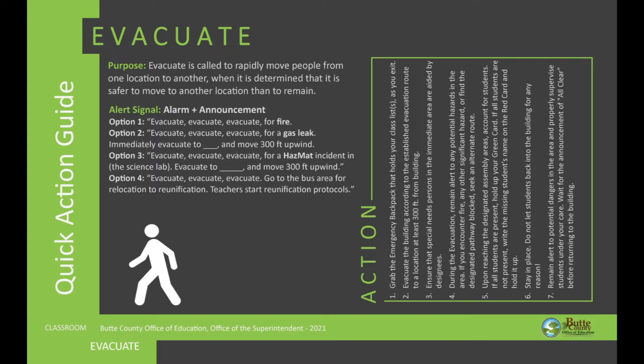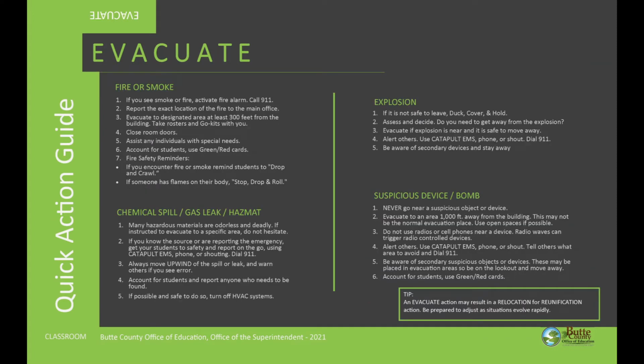Okay, we've heard the alarm, accompanied by an announcement to evacuate, grabbed our quick action guide, turned to the page, and followed the items in the action box. Now what? Well, once we've evacuated to a safe location and have reported anyone who is missing, we turn to the back side of the page. Here you will see incident-specific information commonly found or associated with an evacuation. On this one, we see fire or smoke, chemical spill, gas leak, hazmat, explosion, and suspicious device or bomb.